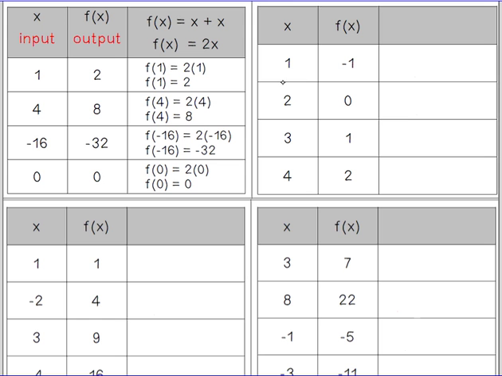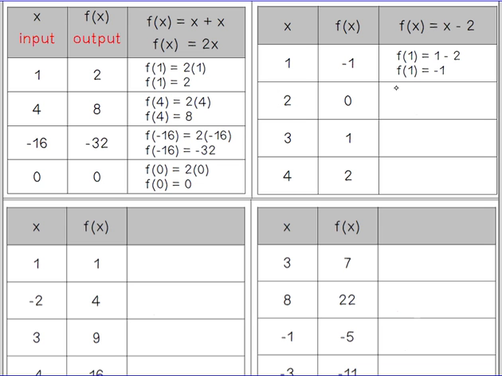So let's look at the next one. We have our input of 1 and our output of -1, our input of 2, output of 0, input of 3, output of 1, input of 4, output of 2. In this case, we could write our function as f of x equals x minus 2. If we plug in our values, remember our x goes into our x values, so f of 1 equals 1 minus 2. When we simplify that, f of 1 equals -1.